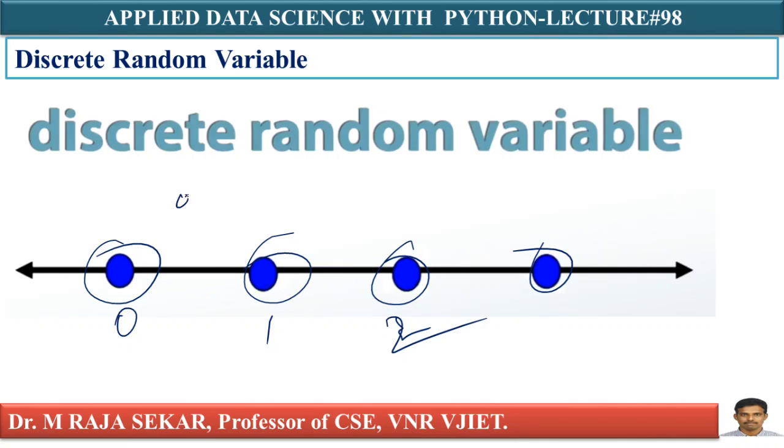There is a gap in between 0 and 1, 0.5, 0.6. There is a gap in between 1, 2, 1.5. Let me repeat. When the variable represents isolated points on the number line, such as 0, 1 or 2, that is discrete random variable. Discrete means there must be a gap. It is opposite to continuous. Discrete random variables represent isolated points on the number line.